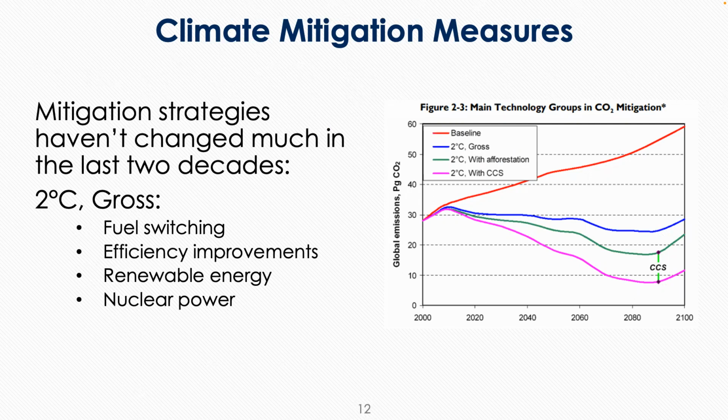And then this blue line, the 2 degrees Celsius scenario, includes basically all of the traditional things like fuel switching, efficiency improvements, lots of renewable energy, lots of renewable power. That flattens us out, looks something like this. And then with land use, looks something like this. And then with carbon capture and sequestration, you can actually go negative in emissions, right?